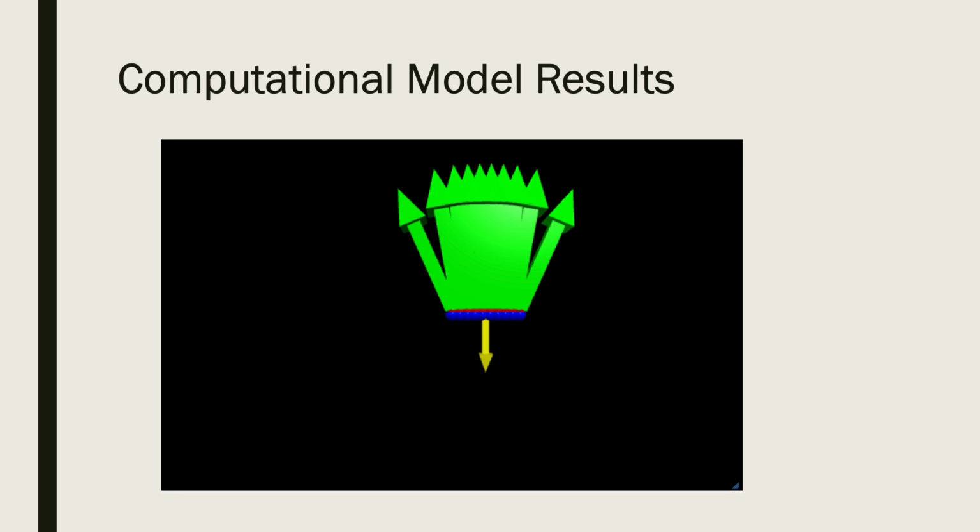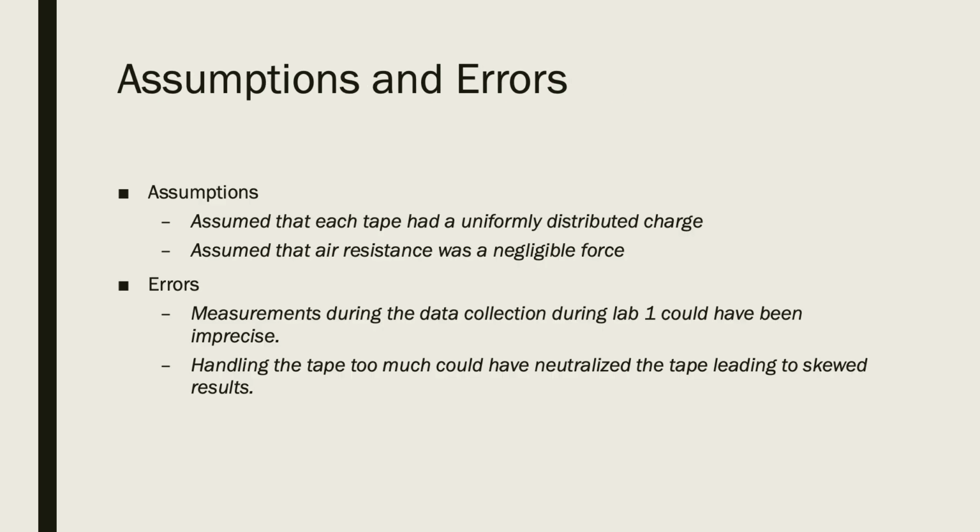The green arrows represent the E field from each point charge, while the yellow arrows represent the force due to gravity. Here are the assumptions and errors that we made during this lab. First, the assumptions. We had assumed that the tape had a uniformly distributed charge, even though there was no way to prove that the charge had been distributed evenly after charging the tape. We had also assumed that air resistance was a negligible force, especially in this model.